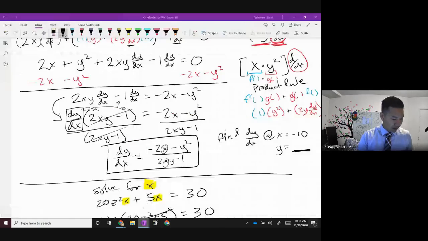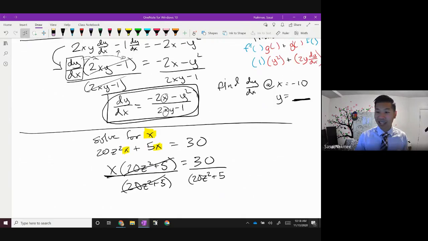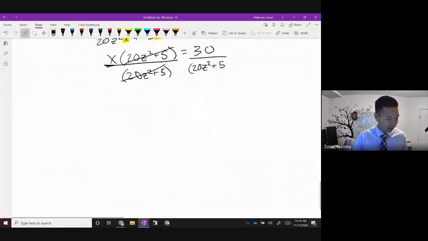Anyways, a whole lot of stuff getting thrown at you, right? But the major thing is calculating dy/dx. All right, like I said, let's do another problem, because honestly, it's a lot. Let's do another problem real quick. Let's take a look at another one.